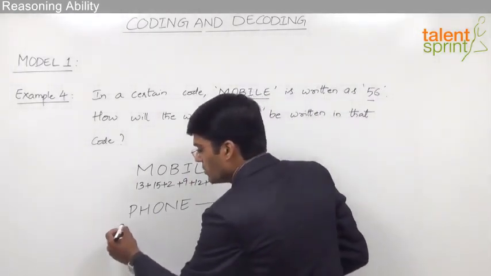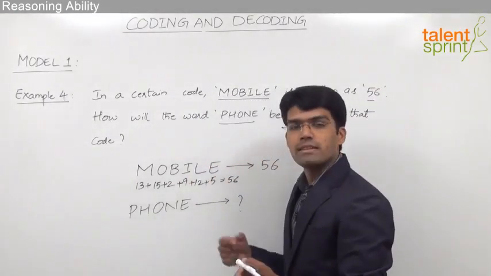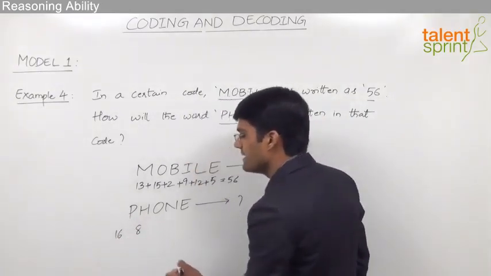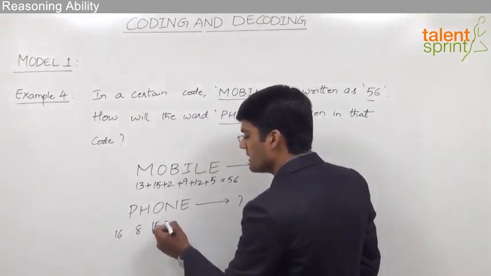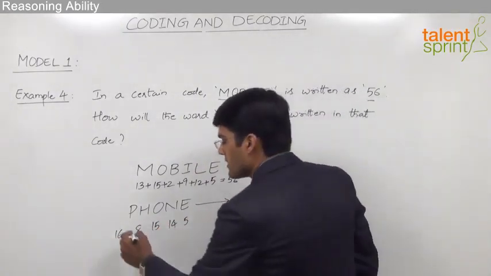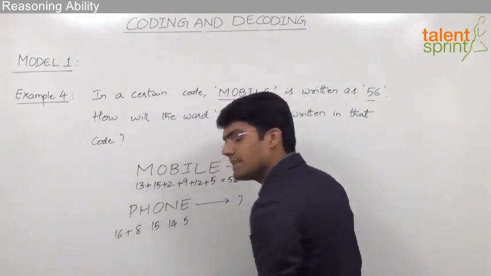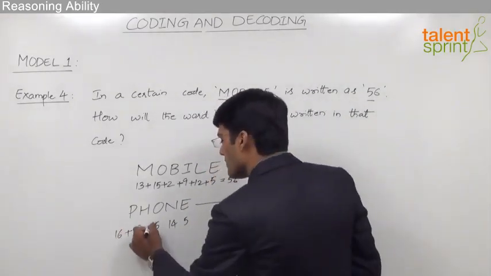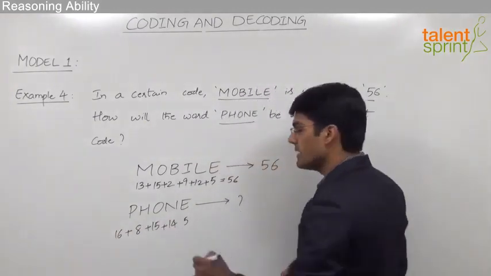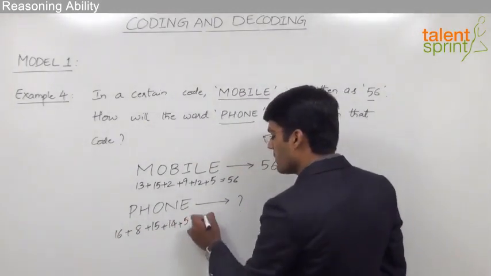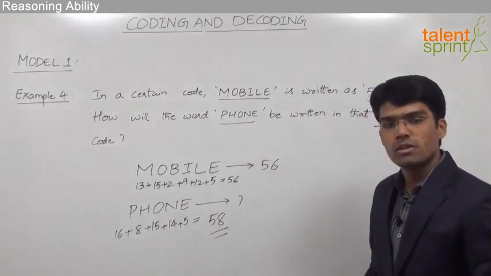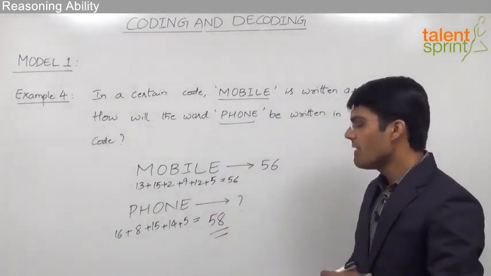So as I told you, you need to remember the position of all these letters. P is the 16th letter, H is 8th letter, O is 15th, N is 14th, and E is the 5th letter. So let us now add the positions here. 16 plus 8 is 24, plus 15 is 39, plus 14 is 53, and plus 5 will be equal to 58. So we can say that the code for the word phone should be 58.